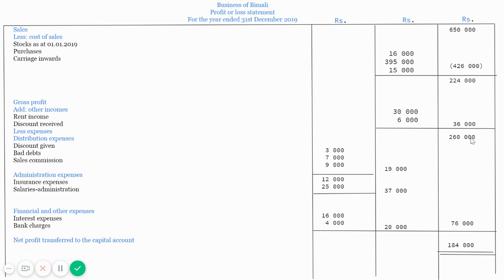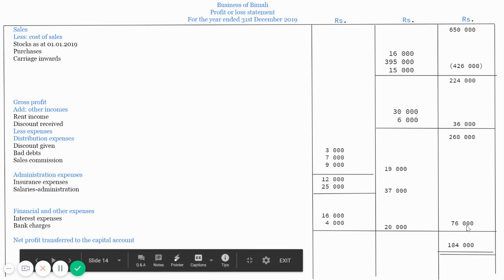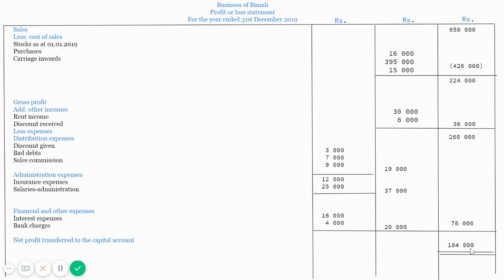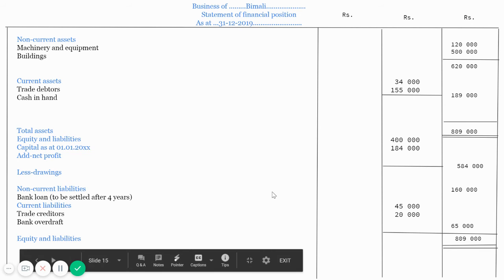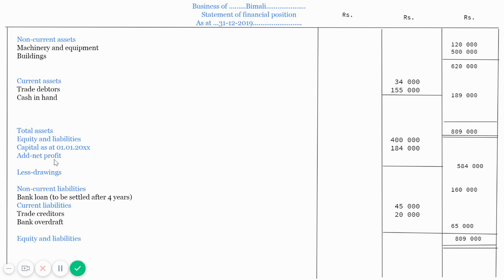So then from the total income of the business, when you deduct the total expenses of the business, you will end up with 184,000 rupees, which will be the net profit of the business, and that will be transferred to the capital account. So once you do this, don't think that you have finished or completed the sum. This 184,000, which is the net profit of the business, must be transferred to the statement of financial position under net profit.